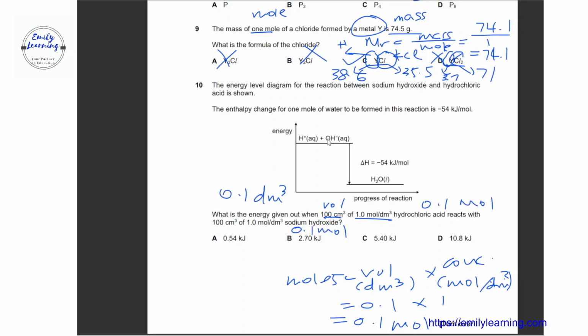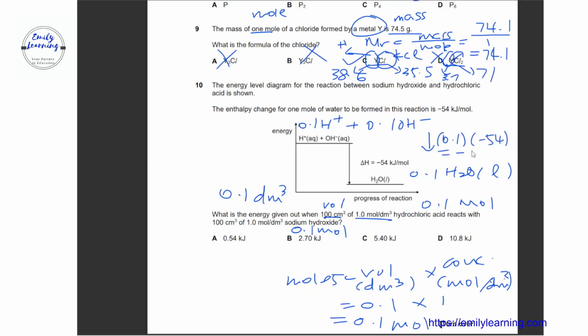So if I have 1 mole of H+ reacting with 1 mole of OH-, I'll get 1 mole of H2O, and the energy that is evolved is -54 kilojoules per mole. So now if I have 0.1 moles of H+ reacting with 0.1 mole of OH-, then I will have 0.1 mole of H2O being formed, and the energy that is liberated will be 0.1 times -54.